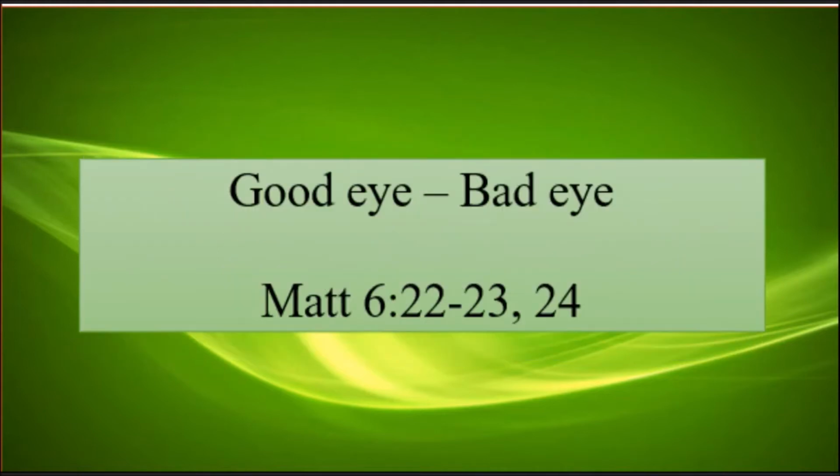The good eye, bad eye combination. Matthew chapter 6, verses 22 and 23, and then separately we're going to read verse 24. Okay, verse 22. The light of the body is the eye. If therefore thy eye be single, thy whole body should be full of light. But if thy eye be evil, thy whole body shall be full of darkness. If therefore the light that is in thee be darkness, how great is thy darkness?